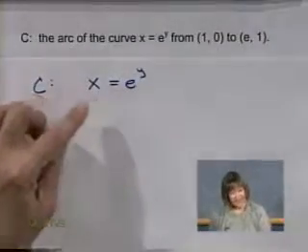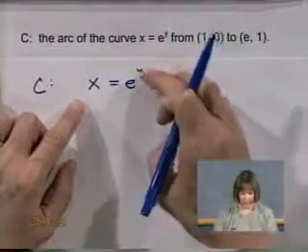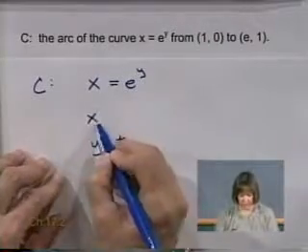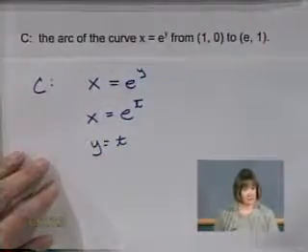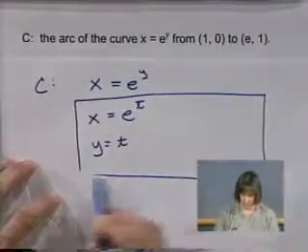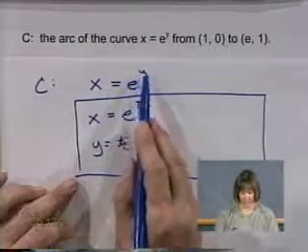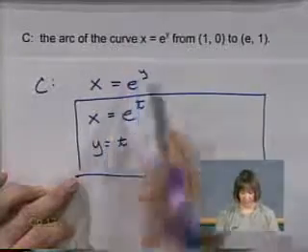Now, do you notice I look at that and I say to myself, if I let y be t, it's very easy for me to let x be e to the t. Do you all see that? I have a beautiful parametric representation for my curve. Do you see that? I have x, since x equals e to the y, and if I let y be t, x is given by e to the t.